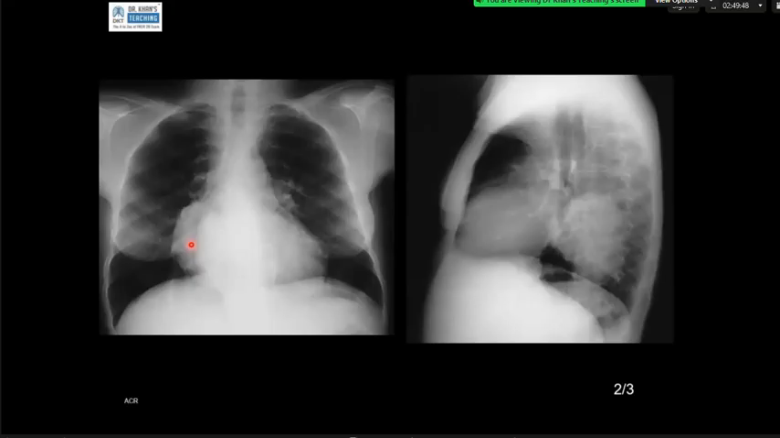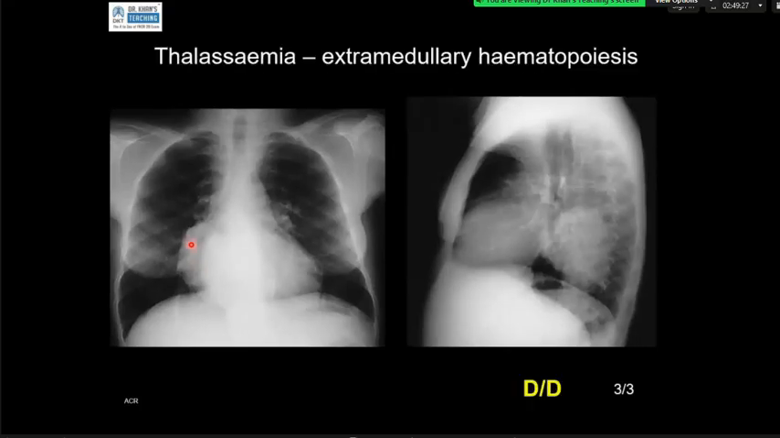if the patient has a history of trauma, it could also be a hematoma. Also, as it's rounded in shape, it could be either a bronchogenic cyst or a duplication cyst. This is our mediastinal differential diagnosis. Okay, let me take over.